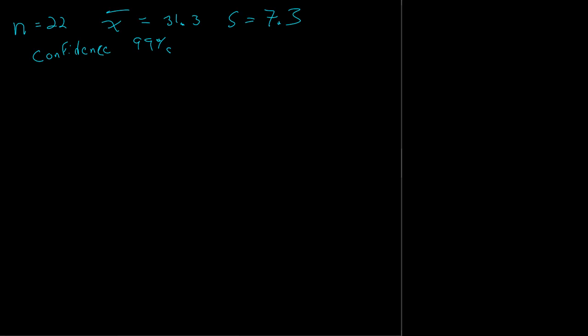All right, so we're looking at an experiment that had 22 samples. It had a sample average of 31.3, and the sample standard deviation was 7.3 minutes. And we want to construct the confidence interval for the population mean. So, for our confidence interval, we do not know sigma. Sigma is unknown. So we're going to have to use a t-table.